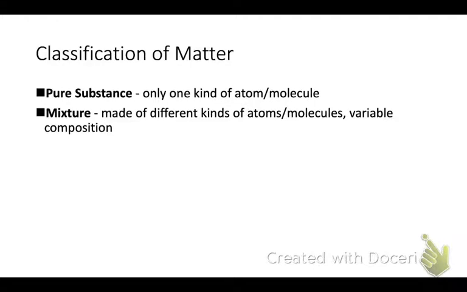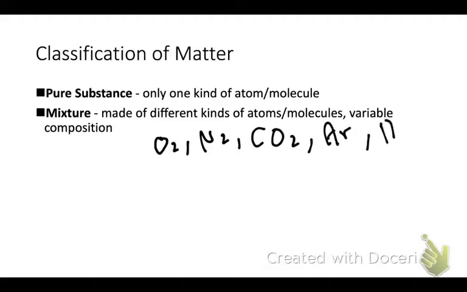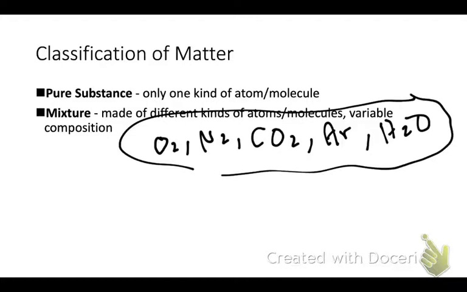A mixture is made of different kinds of atoms or molecules, or of variable composition. For example, air is a mixture. It is made of oxygen gas, nitrogen gas, carbon dioxide, some argon, and some vapor, and so on, in variable composition. So this is the air. It has multiple pure substances, and therefore we consider it to be a mixture.